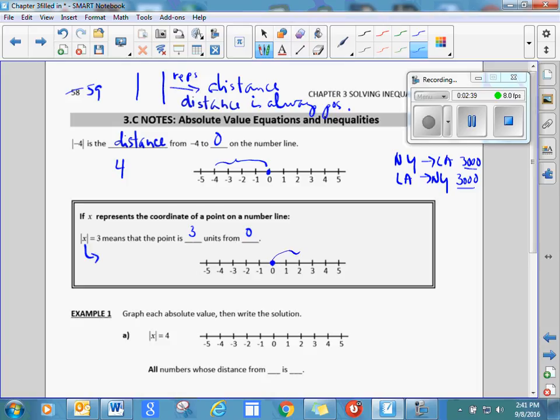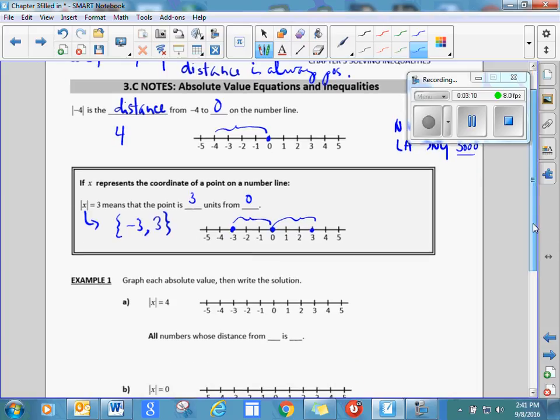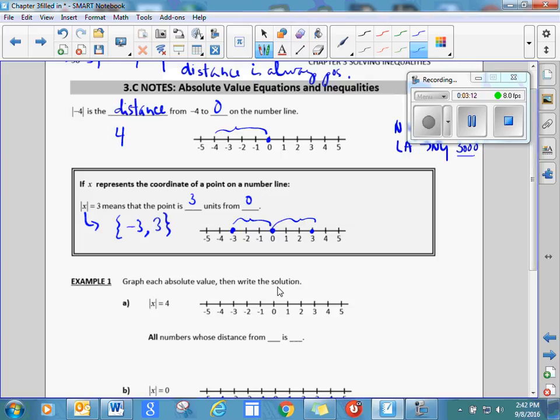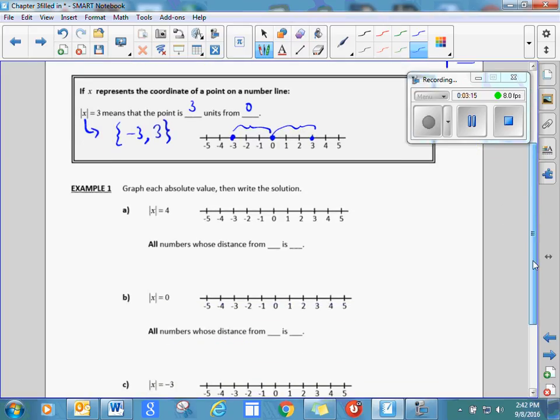So if we go 3 units this way, we land right here. If we go 3 units this way, we land right here. Both of these are 3 units from 0. So the answer to our problem, and usually it's written in this funny little set notation, the answer to this equation is -3 or +3. Both of those numbers satisfy this equation. So let's do a couple more, and then we'll talk about the 3 scenarios that I'm setting up in examples A, B, and C down below for example number 1.